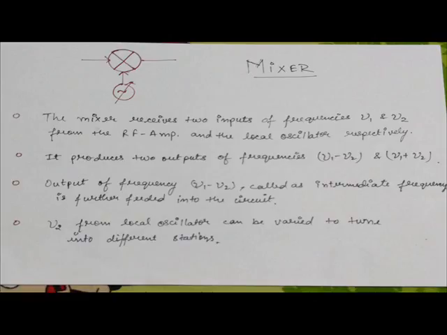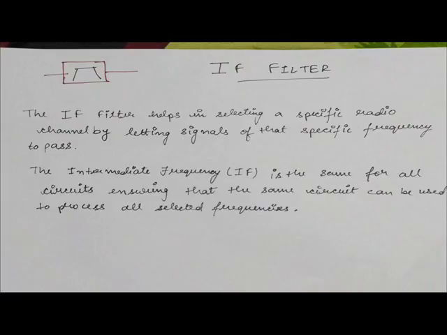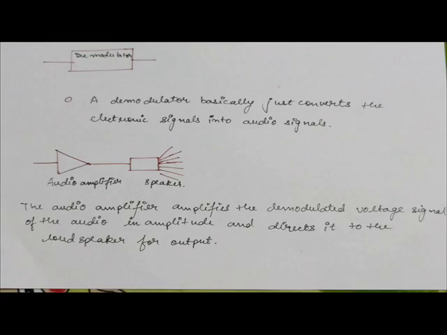Of course I do. Alright, let's move on to IF filters. The IF filter lets only a specific frequency pass through it. It does so by using a series of IF amplifiers and band pass filters. The intermediate frequency is fixed for all circuits, which ensures that the same circuit can be used to demodulate and further process. The demodulator just converts the encoded electronic signals into audio signals. It recovers the audio and discards the rest of the carrier signals.